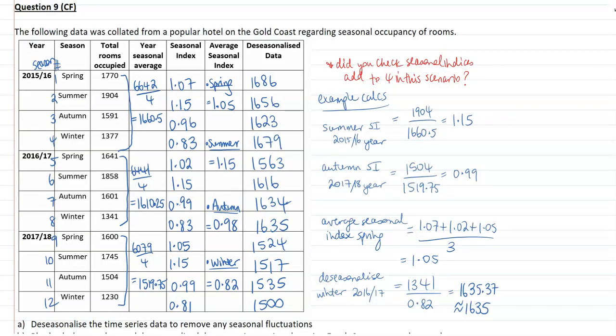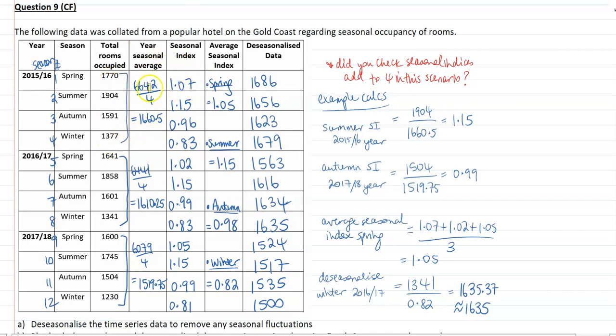Okay, how did you go? In the table here, I've put my sample answers, and you'll notice this side here I've also done some example calculations. The first thing you need to do when you're deseasonalizing data is for each season you need to find the seasonal average. So if I take this first year, add up all of those values, divide it by 4, I get a yearly average of 1660.5.